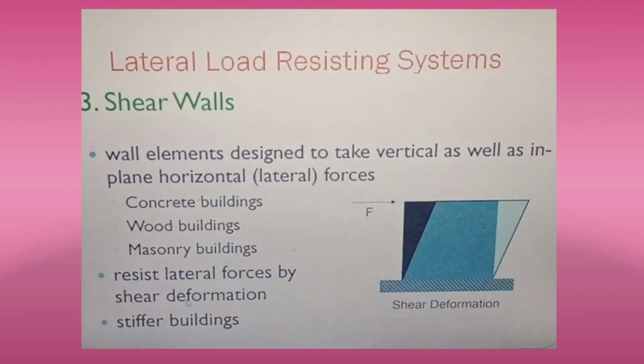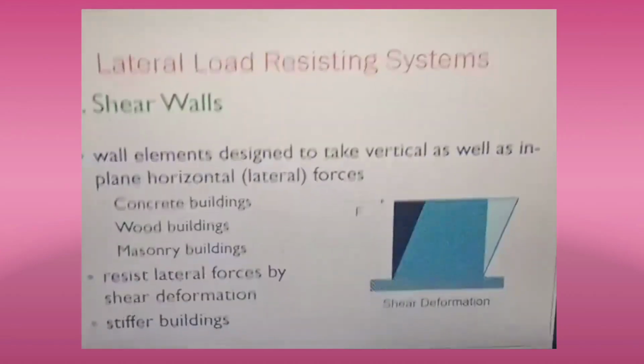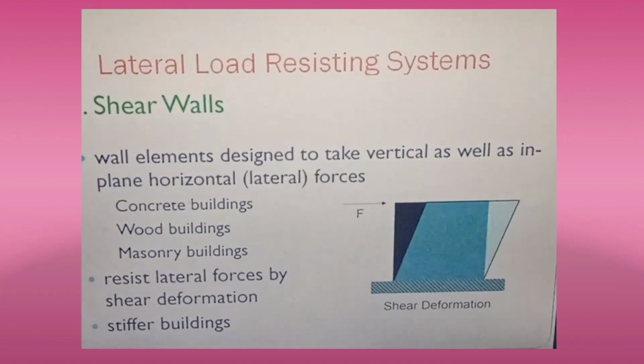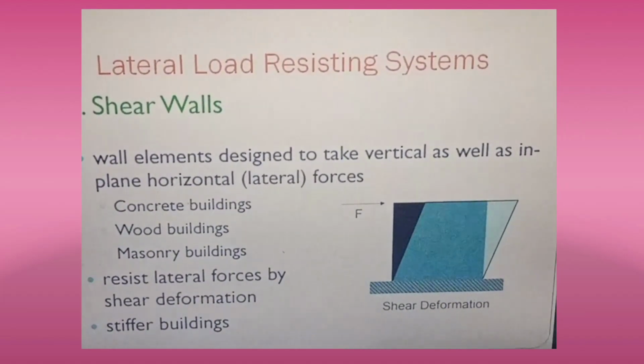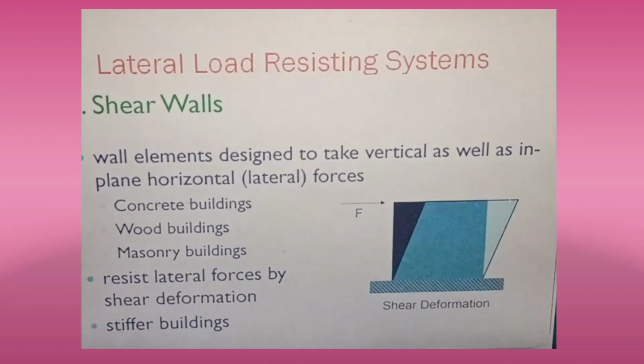That is the bearing wall system. Coming to shear walls: a wall element designed to take up vertical as well as in-plane horizontal forces. Let us first know what a shear wall is. A shear wall is a wall which is going to resist vertical loads, that is gravity loads, as well as horizontal or lateral loads. Here you can see shear deformation is there.